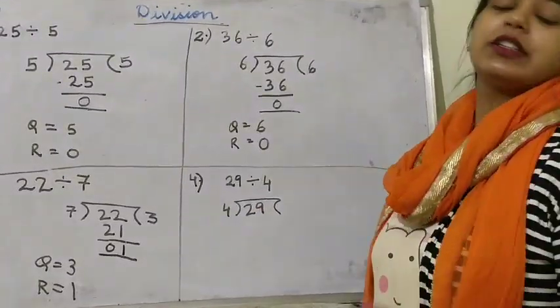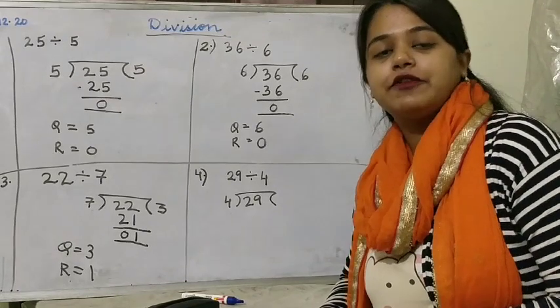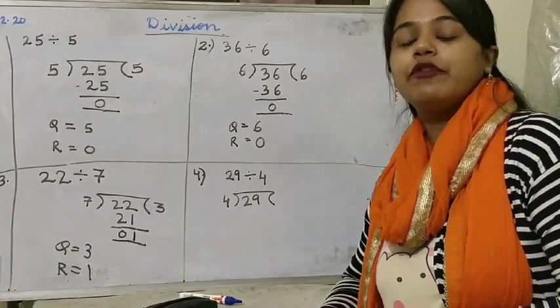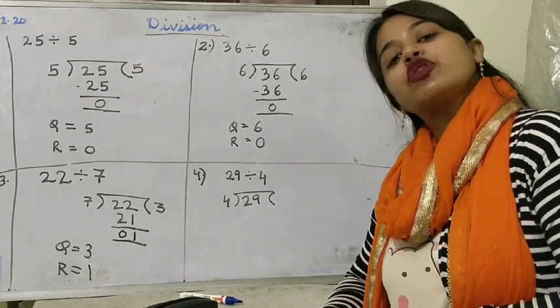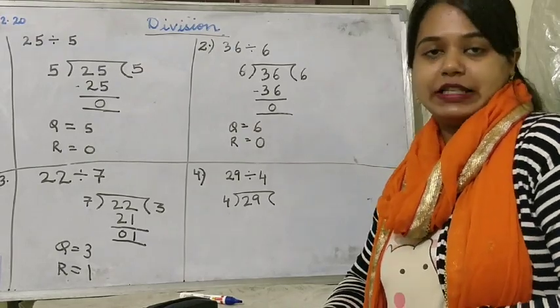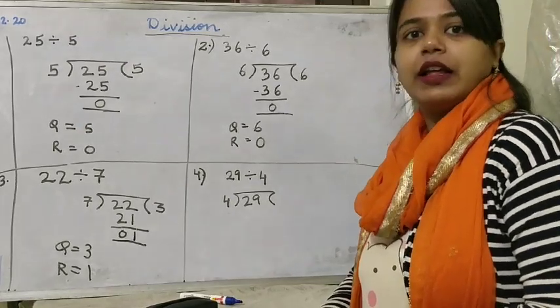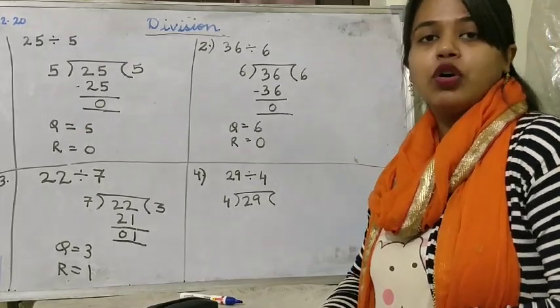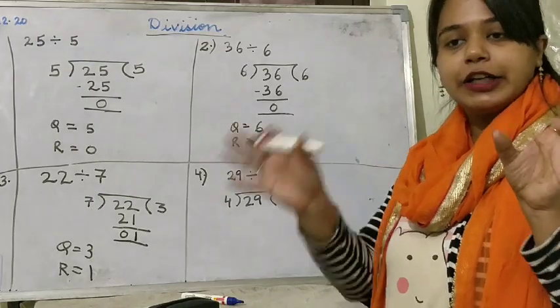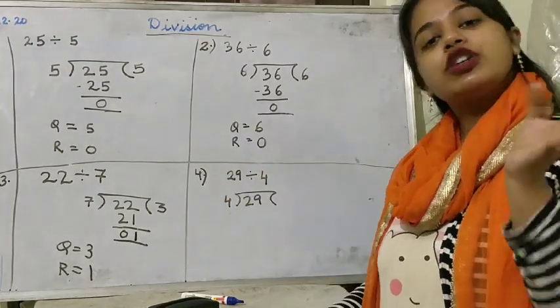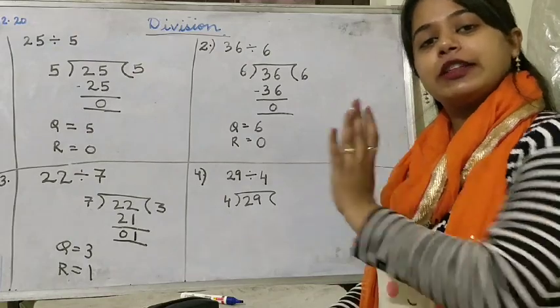Let's say the table of 4. 4 ones are 4, 4 twos are 8, 4 threes are 12, 4 fours are 16, 4 fives are 20, 4 sixes are 24, 4 sevens are 28. And then what? 4 eights are 32. Now 28 is coming and 32 is coming, but there is no 29. So do we write 4 sevens are 28 or 4 eights are 32 here?